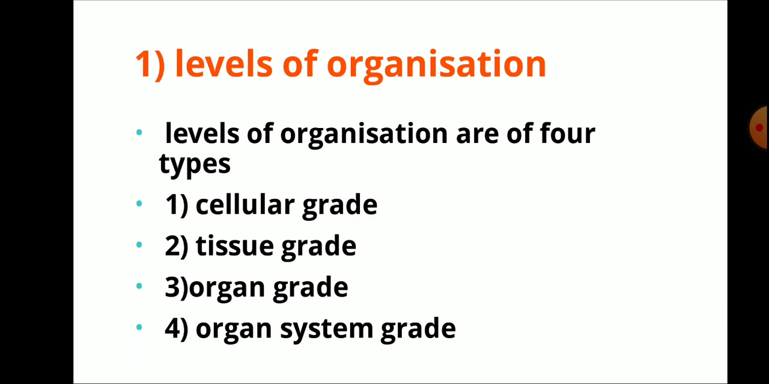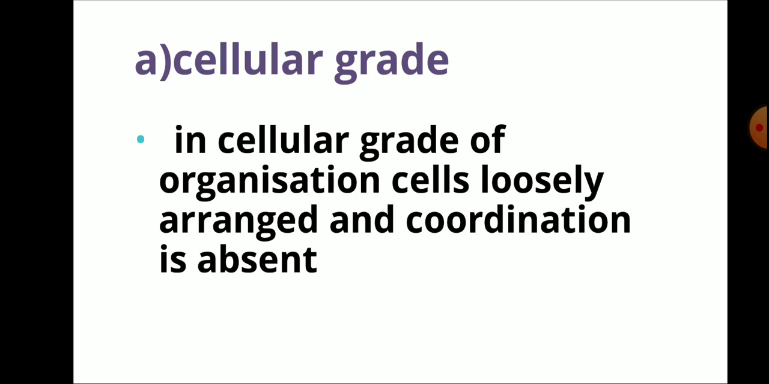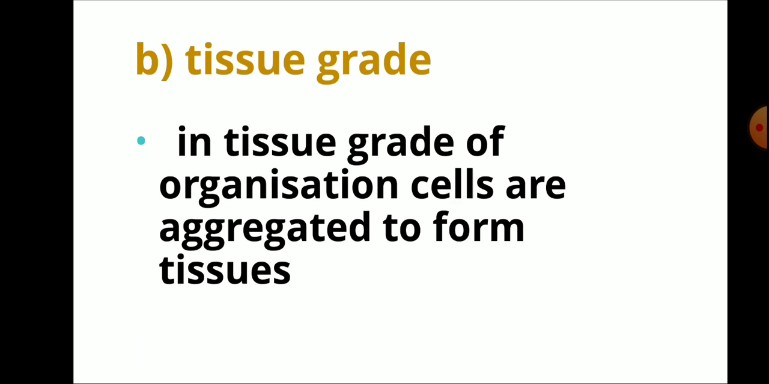Levels of organization. Levels of organization are of 4 types: cellular grade, tissue grade, organ grade, organ system grade. Cellular grade. In cellular grade of organization, cells are loosely arranged and coordination is absent. Tissue grade. In tissue grade of organization, cells are aggregated to form tissues.